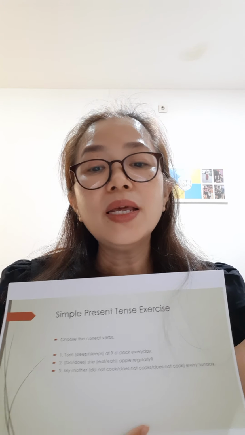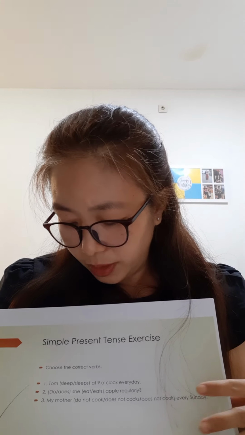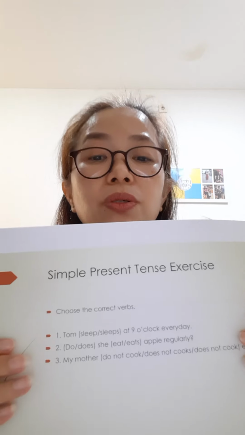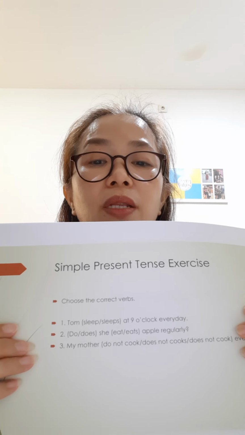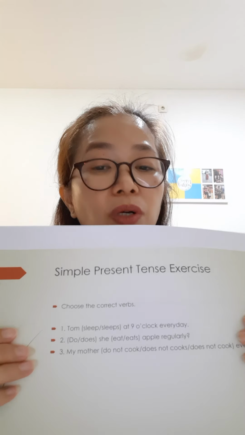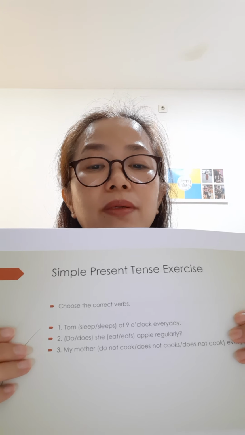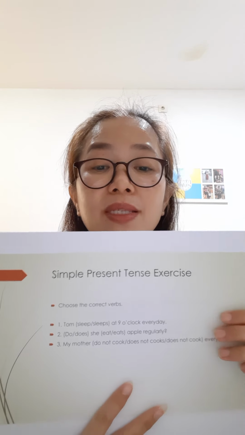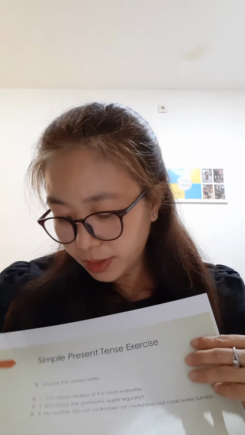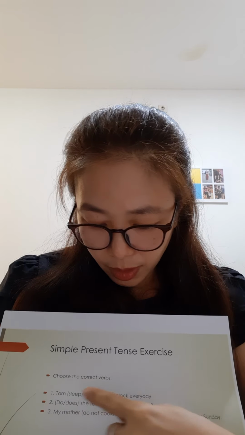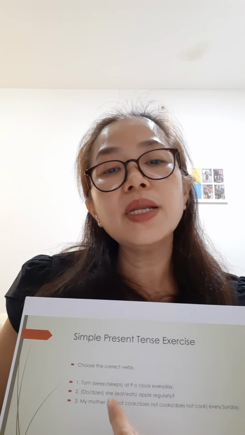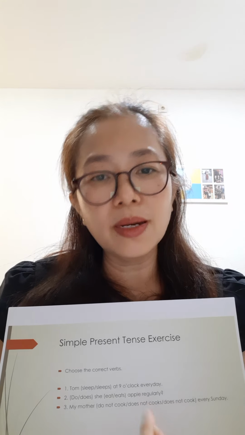Now let us see some exercises for the simple present tense. Which verb can you put correctly for these sentences? For example, you say, Tom sleep at 9 o'clock every day. So you must say, Tom sleeps at 9 o'clock every day.